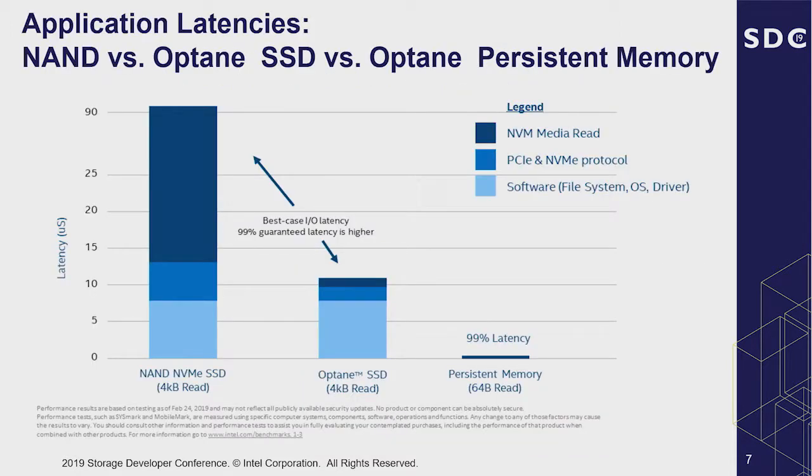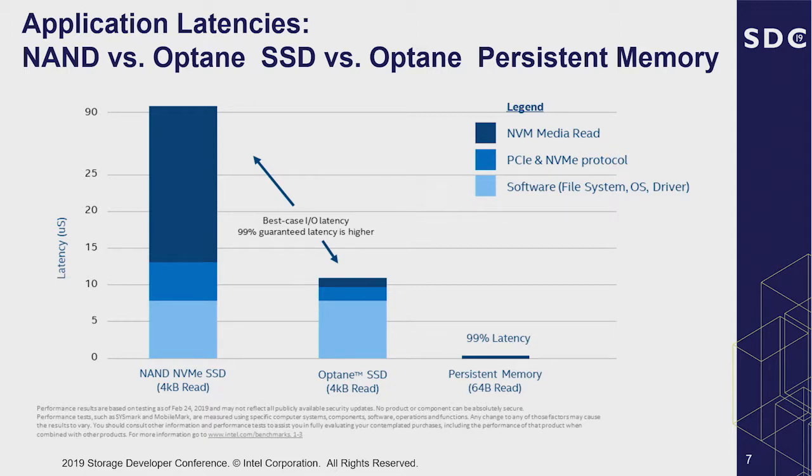Now, this chart is just another visual representation of the NAND versus Optane SSD versus the persistent memory application latencies. A couple key takeaways here. You can see where the read performance is much better, so that reduces the latency. And your shared file system or your OS driver is really non-existent on the DC persistent memory. So remember, this memory sits directly on the bus on the motherboard.